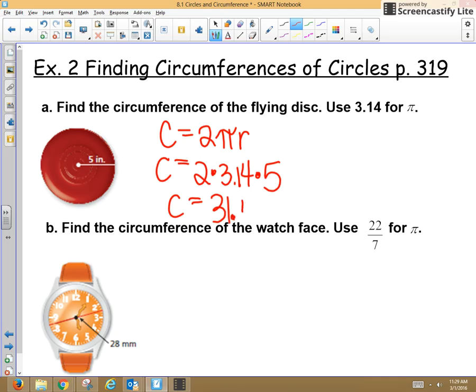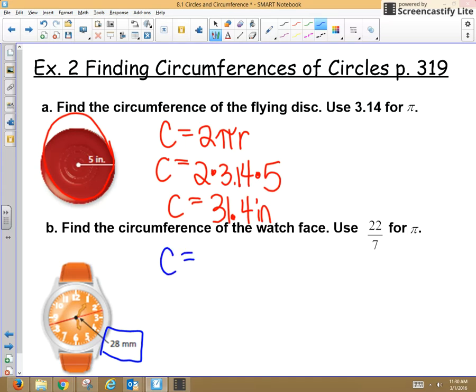So the distance all the way around this circle here, if you could stretch it out, it'd be 31.4 inches long. Now we have to find the circumference of the watch face. This time it says use 22 over 7 for pi. And if you notice, this is a distance of 28, which is a multiple of 7. You're going to see what happens in just a moment.